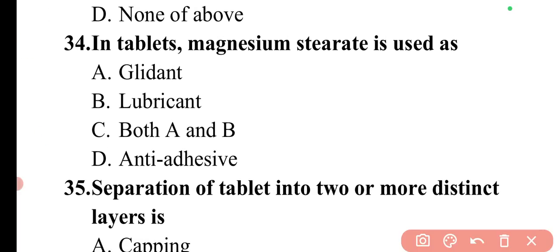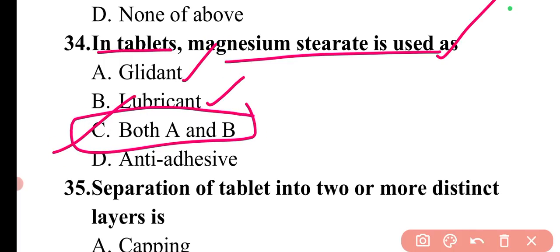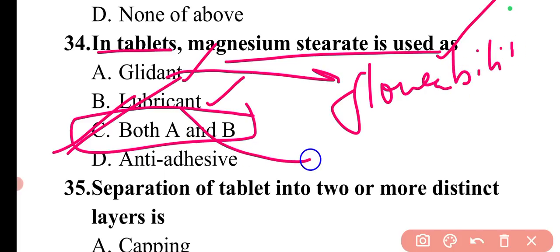Next question is, in tablets, magnesium stearate is used as. So in tablets, the use of magnesium stearate is as a glidant as well as a lubricant. So here option C, both A and B, is correct. So what is a glidant? A glidant is a substance that is added to the powder to improve the flowability. And what is the role of a lubricant?